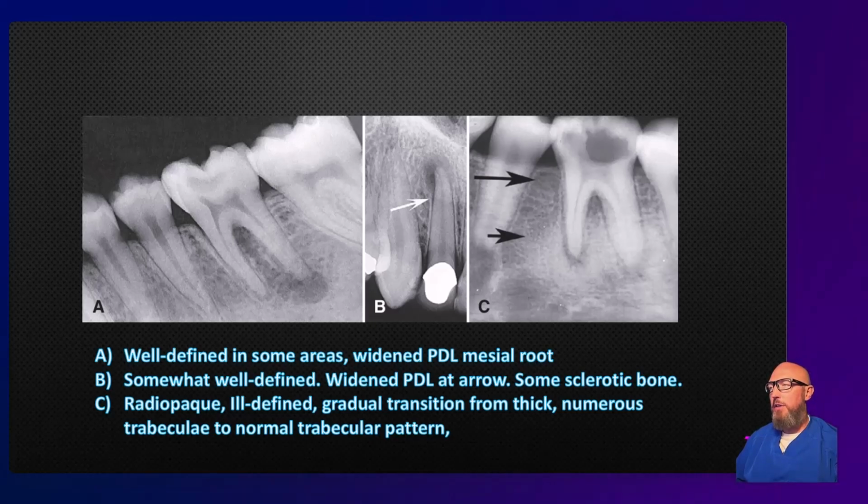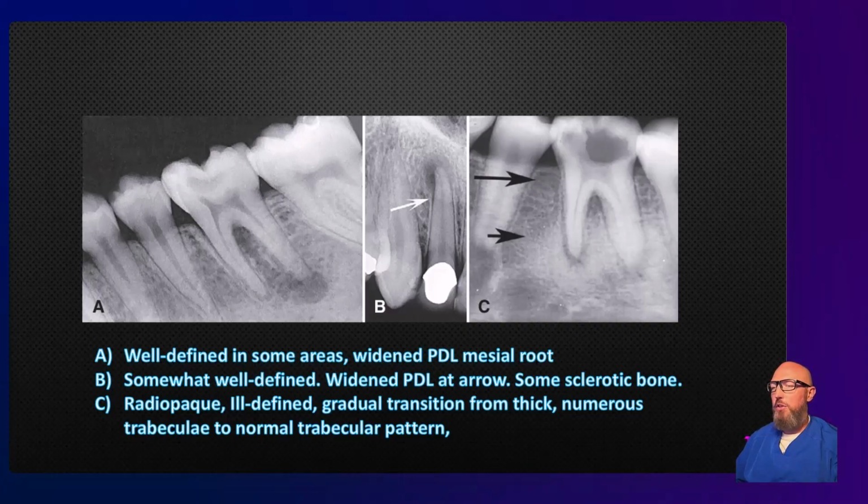Here's another lesion with mostly well-defined, although apically you could say this is more of an ill-defined lesion. So like I said, sometimes it's both, but I would describe this as more well-defined. And what I like to see is when it emerges from the PDL space like that, that's a strong sign of a periapical lesion.